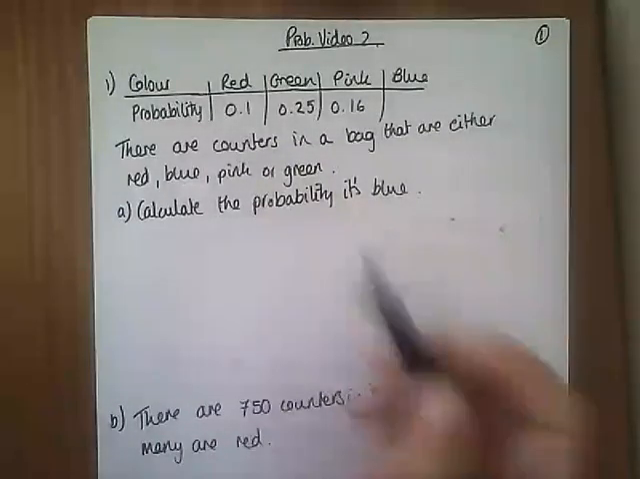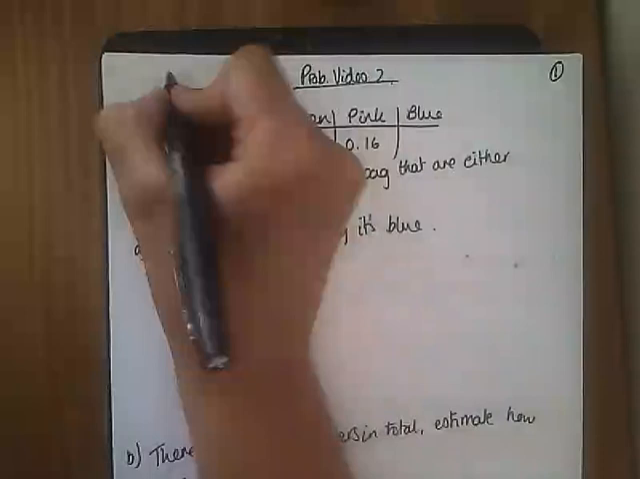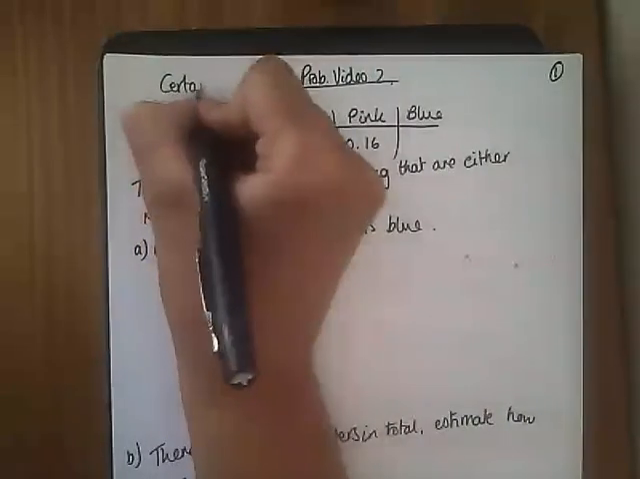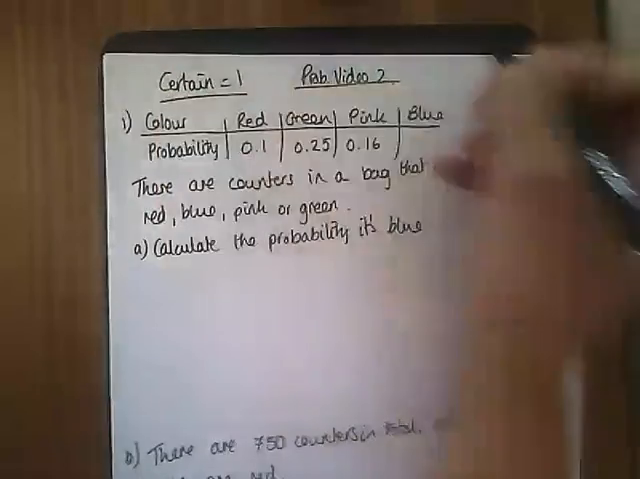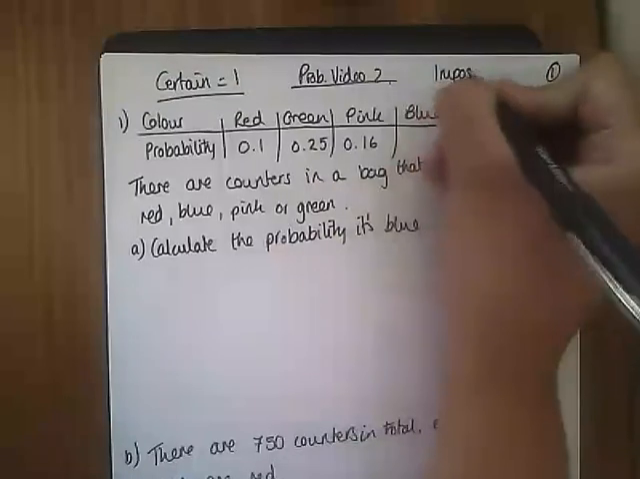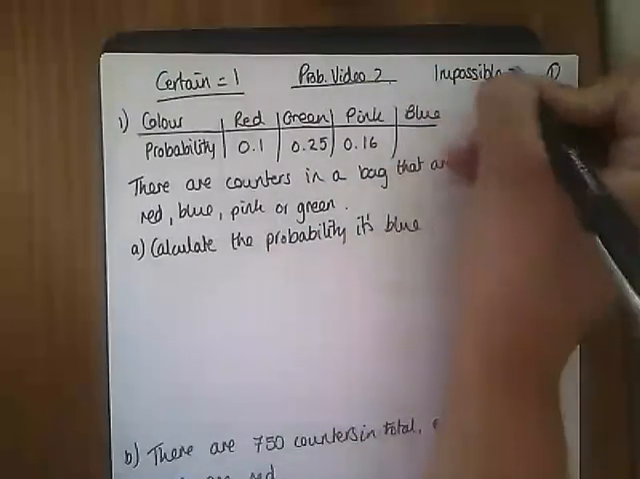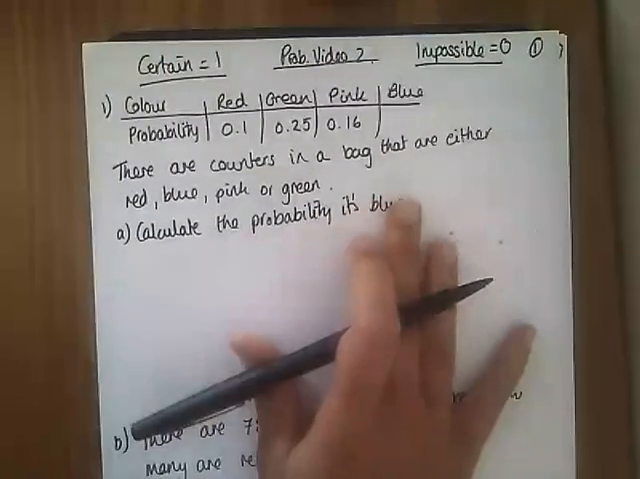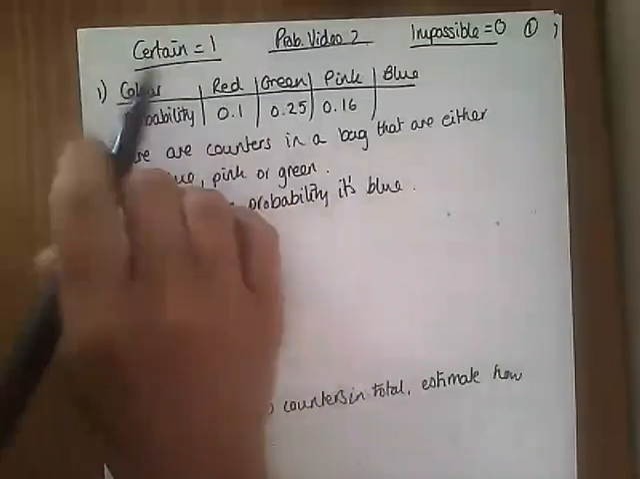I want you to remember in your head that if something is certain, it has a probability of 1, and if something is impossible, it has a probability of 0, okay? Those are the fundamental parts of probability that you need to remember, and this one particularly is going to be useful in here, okay?